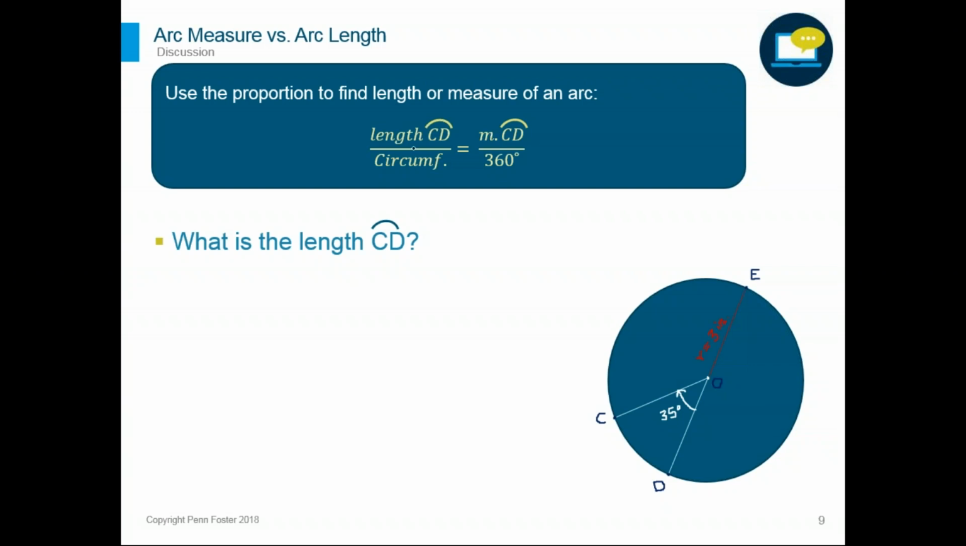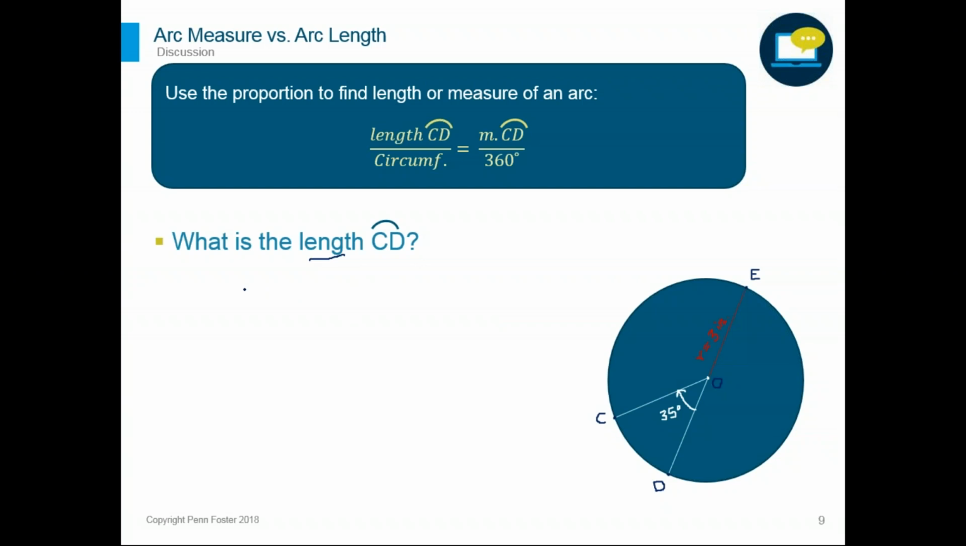So the first fraction will deal with length. The length of the arc CD divided by the circumference of the circle, which is the length of the whole circle. The full round of a circle is the circumference, equals another fraction that deals with degrees. The measure of CD, that same arc, divided by 360 degrees. Remember that one full circle is 360 degrees. So based on this factual information and the givens in the question, we will be able to find the length, how many inches, how many centimeters the arc CD measures.